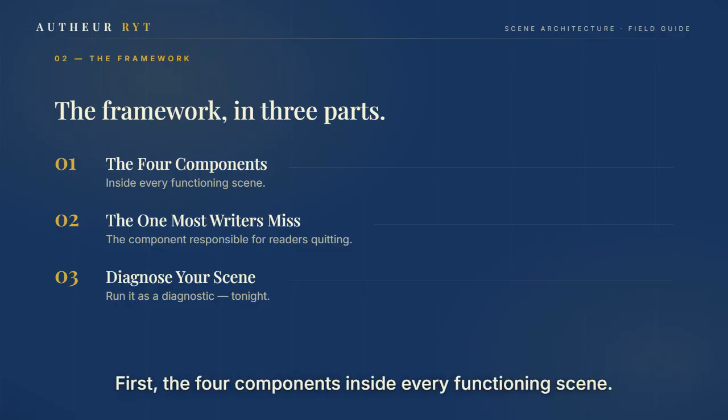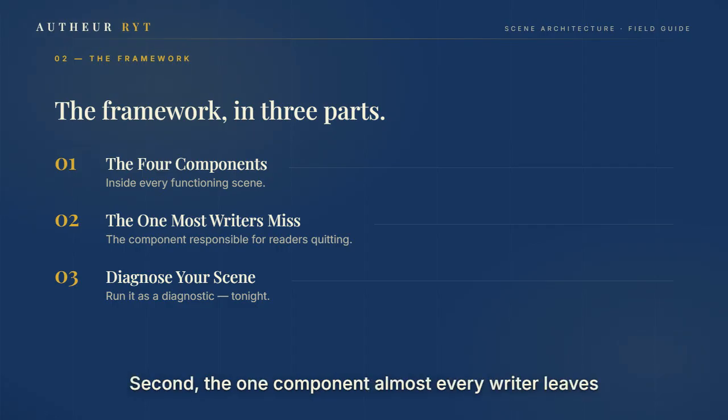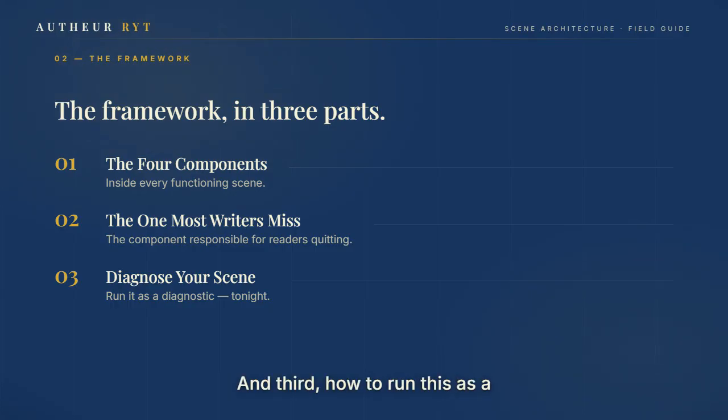First, the 4 components inside every functioning scene. Second, the one component almost every writer leaves out, the one responsible for readers quitting. And third, how to run this as a diagnostic on a scene you have already written tonight. By the end, you will be able to look at a scene that flatlines and name exactly what is missing.